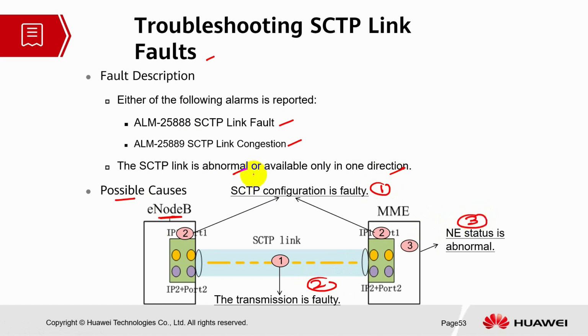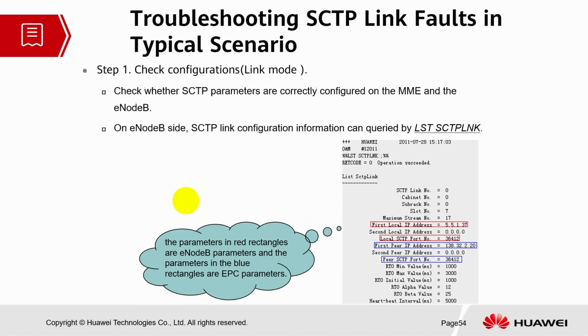Usually it will be configured with a different port level. So we have port 1, port 2 with two different IP addresses. Same goes to the MME level. So this one is actually the peer part. MME is the peer part, and eNode B is the local part. So let's look into the troubleshooting of the SCTP link fault in a typical scenario.